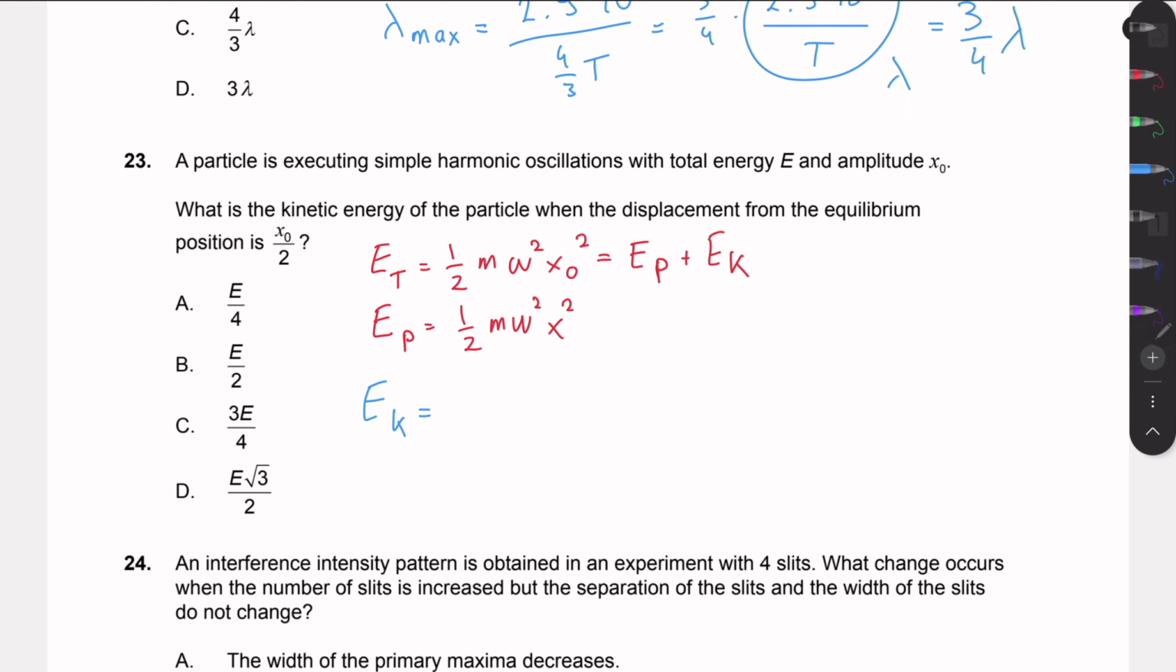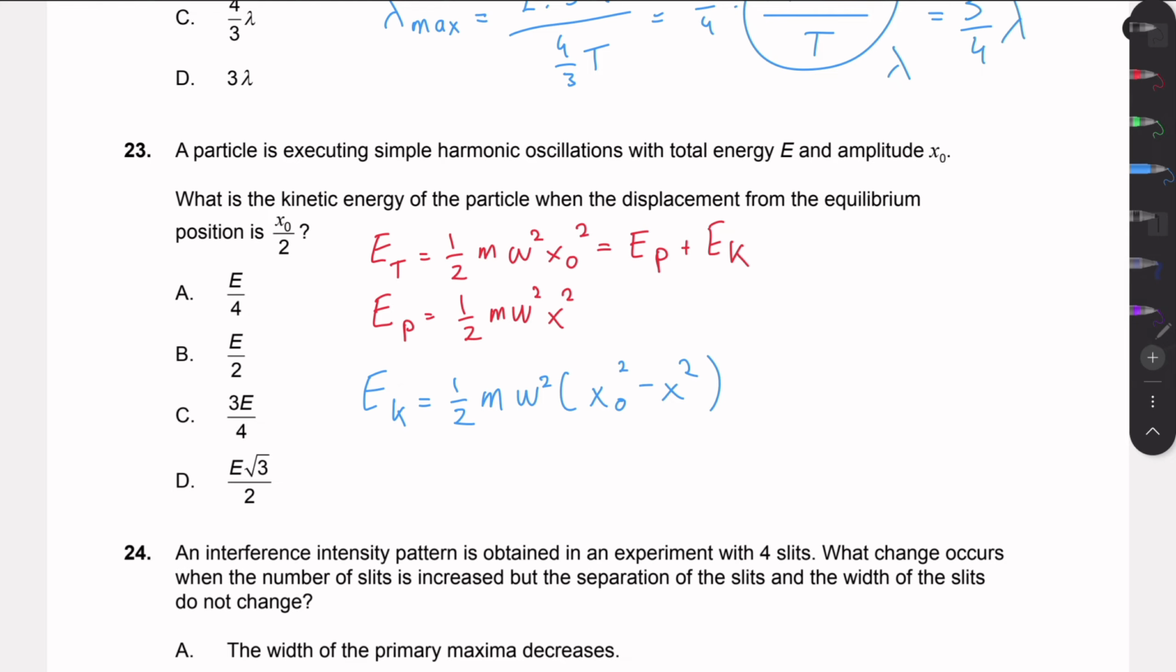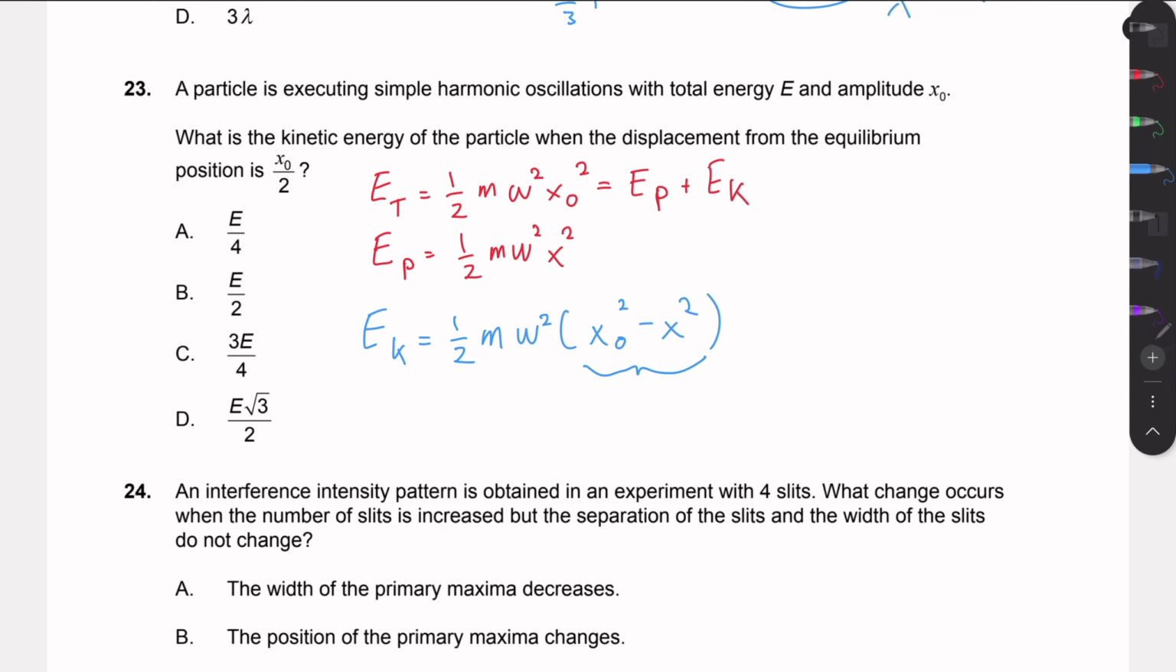So E kinetic will just be 1/2 m omega squared times x0 squared minus x squared, as we can just factor out this part when we do the subtraction. And we need to see when it's half of the maximum amplitude away from the equilibrium position. If we see this over here, the equilibrium position we can just say is 1, and then we subtract a half of this, as we're half of this entire distance. So there's going to be 1 minus 1/4, so that's 3/4. So our answer is going to be C. That's going to be our kinetic energy.